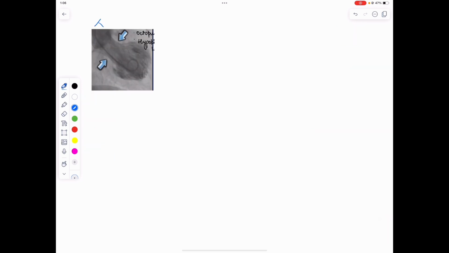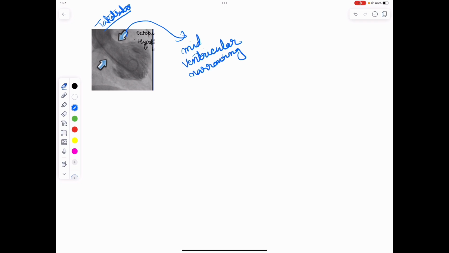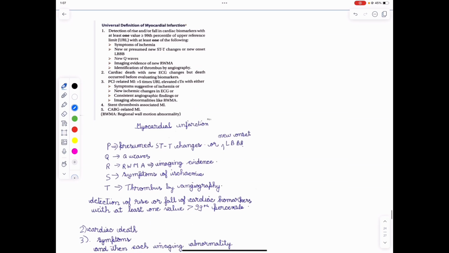Now we move towards Takotsubo cardiomyopathy. In Takotsubo cardiomyopathy, there is mid-ventricular narrowing, and also there is reduced motion of the free wall of the left side of the heart. Now we move towards the definition of myocardial infarction.